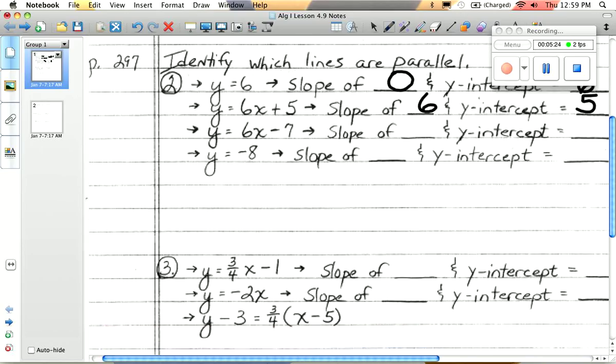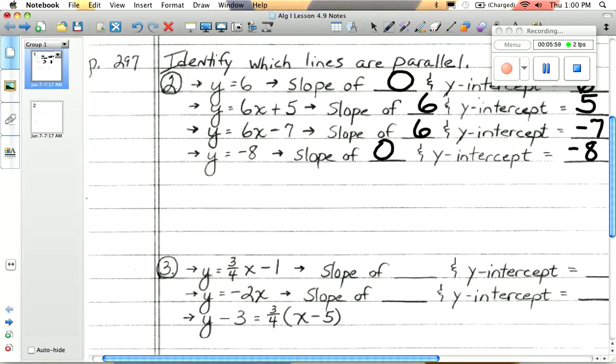Okay. How about y equals 6x minus 7? What's its slope? 6. And its y-intercept is negative 7. We can change that to add the opposite, mx plus b. Y equals negative 8. What's its slope? 0. What's its y-intercept? Negative 8. Okay. So, the standard is this.